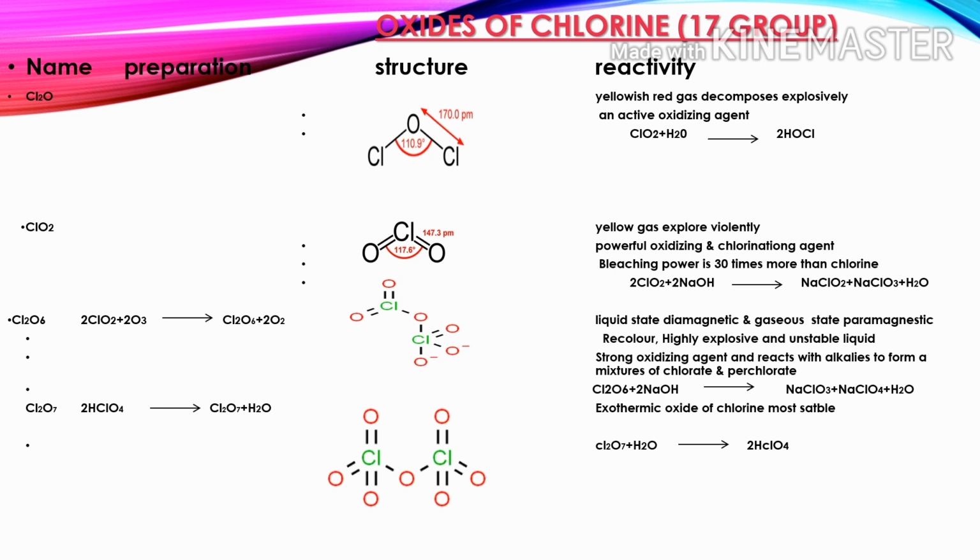So these are the oxides of p block elements. This is most important from your exam point of view.